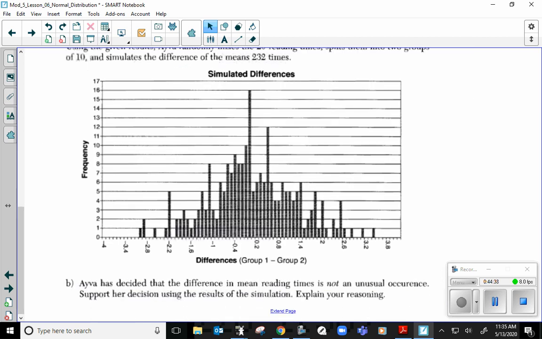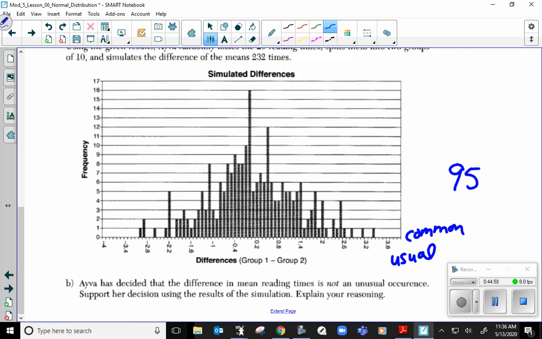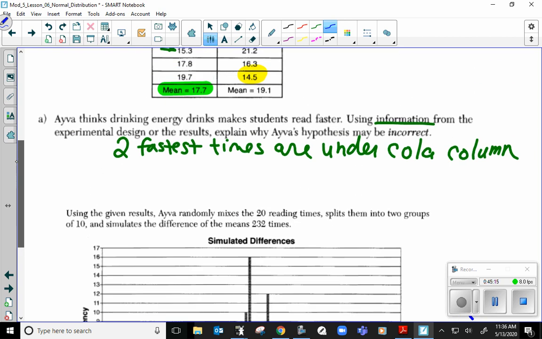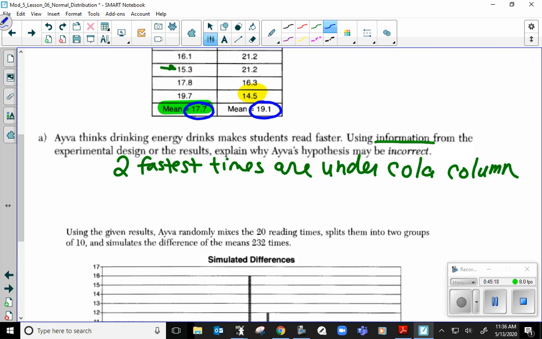Okay, so it says here, Ava has decided that the difference in mean reading times is not an unusual occurrence. So whether it's usual or if it's not unusual, that means it is usual. That means it is common. That means it will be in our 95% interval. It will be in our 95% interval. Wow, see, that is way off. I guess I'll have to be lower. There you go. Now, group 1 was 17.1 minus group 2. I'm looking at the mean times here, okay? Was 19.1.